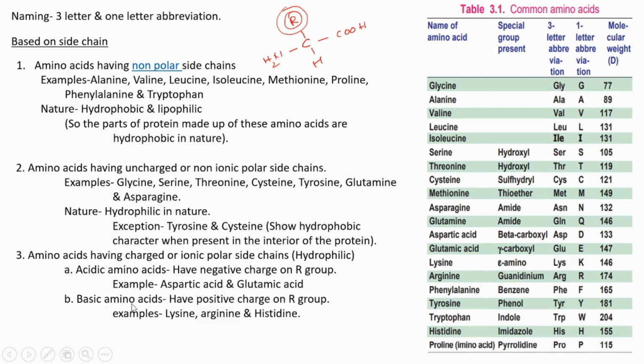Then basic amino acids. Basic means positive. Such amino acids carry a positive charge on their functional group. Examples are lysine, arginine, and histidine. Here I give the image of the table showing the names of all 20 amino acids. Here we can see the three-letter abbreviation and the single-letter abbreviation in this table. Okay, next.